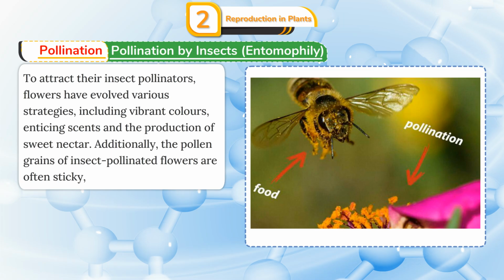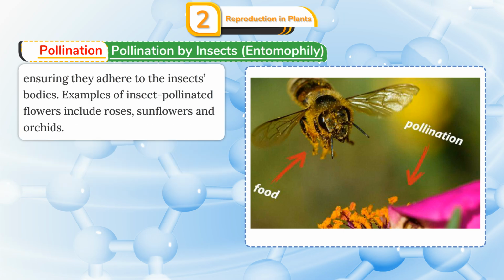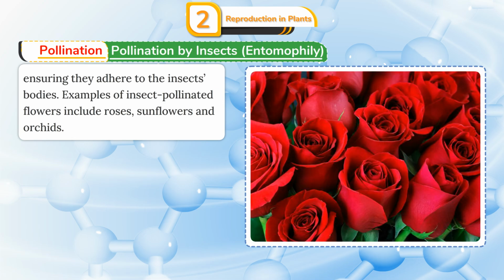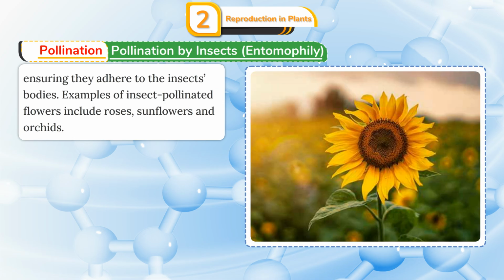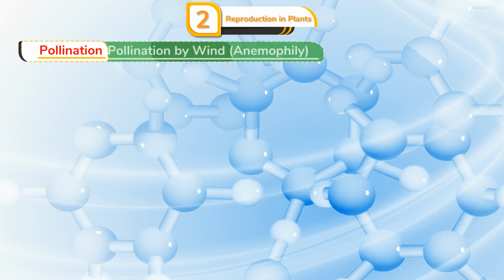To attract their insect pollinators, flowers have evolved various strategies, including vibrant colors, enticing scents, and the production of sweet nectar. Additionally, the pollen grains of insect-pollinated flowers are often sticky, ensuring they adhere to the insects' bodies. Examples of insect-pollinated flowers include roses, sunflowers, and orchids.